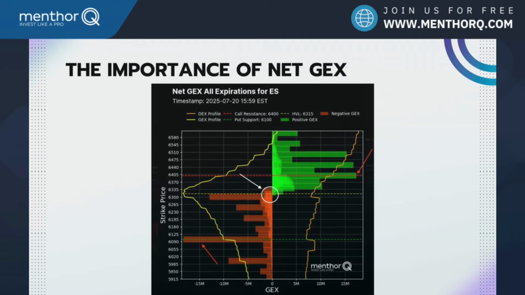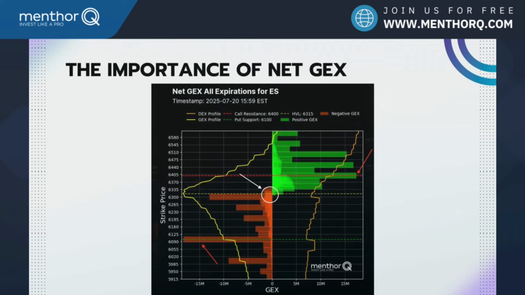This brings us to the power of this chart. This is one of the main charts that we see. We're going to show you in the dashboard. This is our net GEX chart, and net GEX stands for net gamma exposure chart. This chart shows you green bars and red bars.